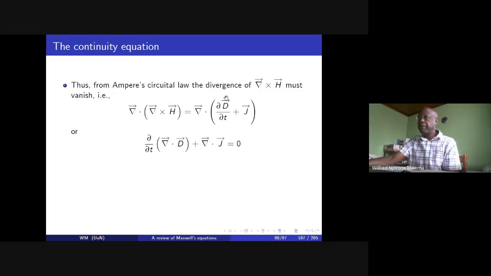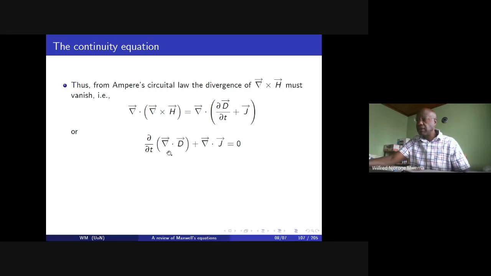So, from Ampere's circuit law, the divergence of the curl of H must therefore vanish. If we take that, the divergence of the curl of H must be equal to the divergence of the time derivative of D, the electric displacement, plus the conduction current density. Once we do that, the order of the time derivative and the spatial derivative does not matter, so we can just move it in, and we get the divergence of D plus the divergence of J.